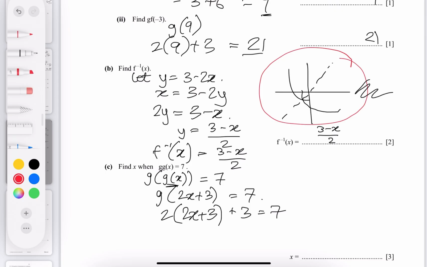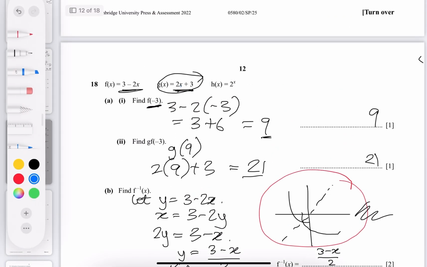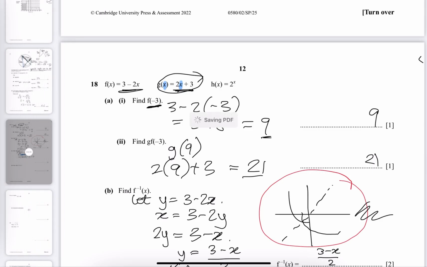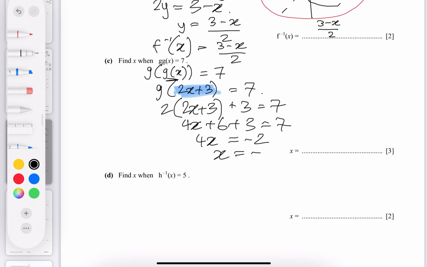What we're doing here is we have this right here, and all we do is replace it with this x right here. So g of (2x plus 3) is equal to this, and this is equal to 7. And now this is an equation in terms of x which we can solve. First we expand the brackets. And so 4x is equal to -2, and so x is equal to -1/2. And that's our answer there.